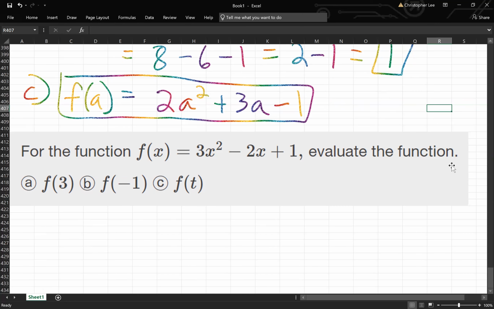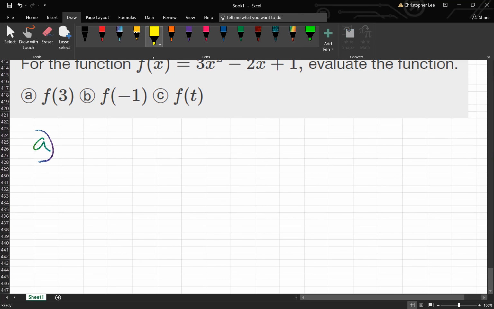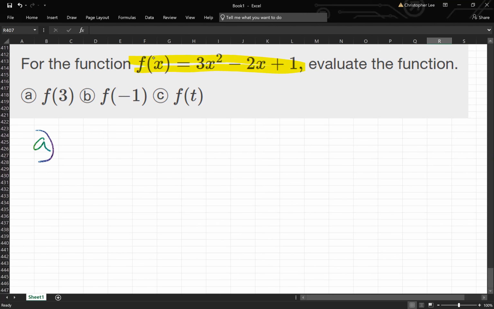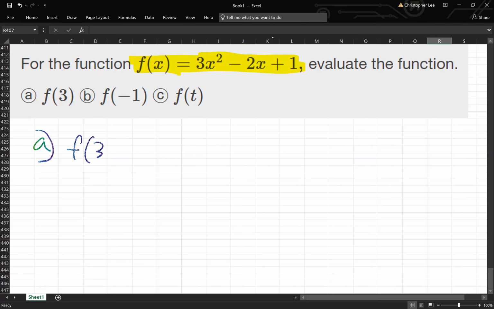All right, let's try these out. A little bit harder. I feel like we could do it, right? So for A, remember, I'm using this function up here. So f of x is equal to 3x squared minus 2x plus 1. For A, I want to know what is f of 3.